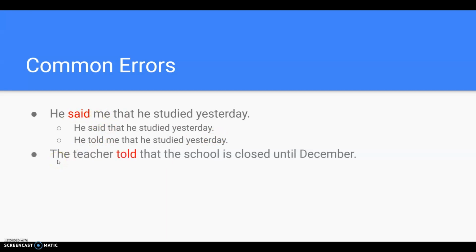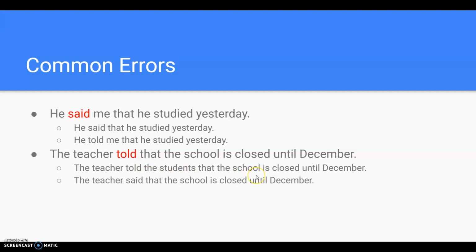Here's another example. The teacher told that the school is closed until December. Remember that when we use tell, we need to have the indirect object. So again, there's two ways to correct this. We can, first of all, add an indirect object. The teacher told the students, indirect object, that the school is closed until December. Or the teacher said that the school is closed until December. One or the other. These two are correct. This one is not correct.